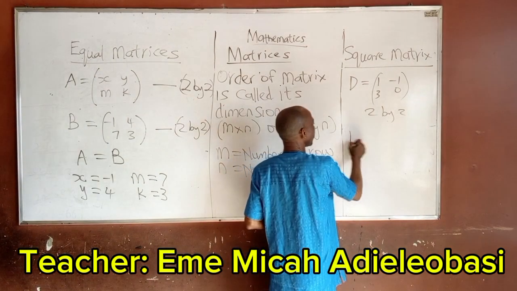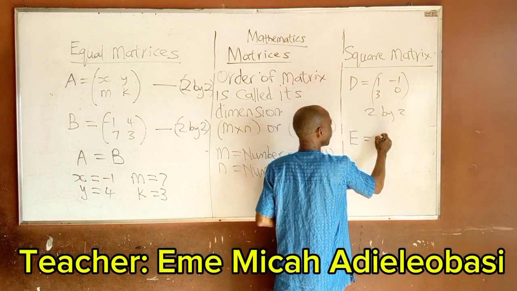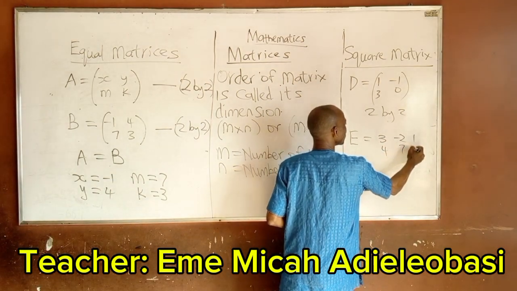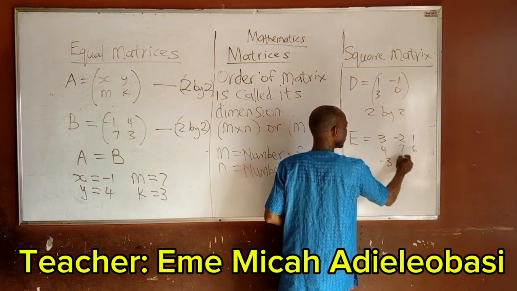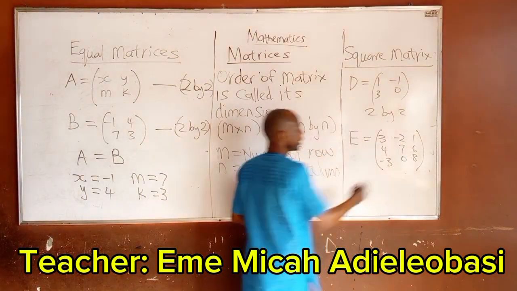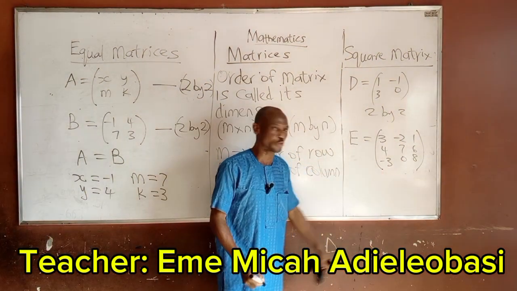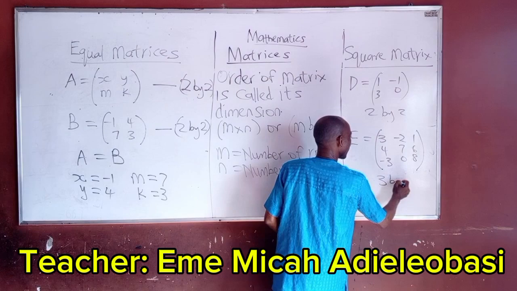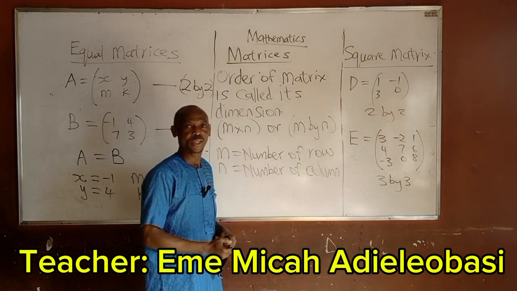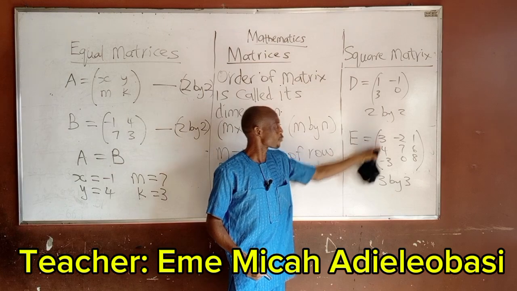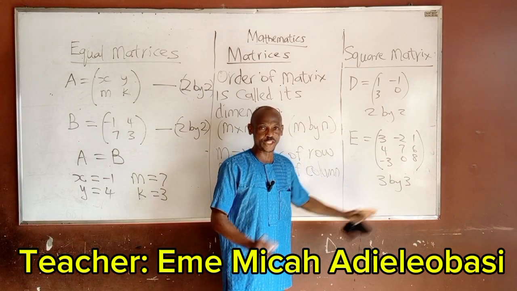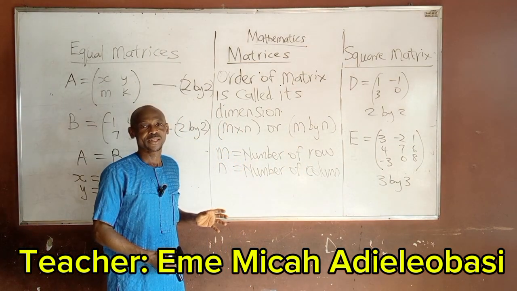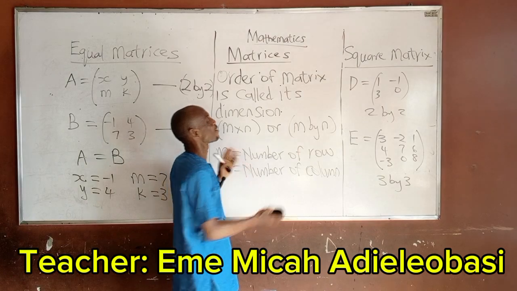We can take another example of a square matrix. Let's say we have 3, -2, 1, 4, 7, 6, and -3, 0, 8. This is also an example of a square matrix. What is the order? The order is 3 rows by 3 columns. So when the number of rows and the number of columns in a matrix is the same, we refer to it as a square matrix.